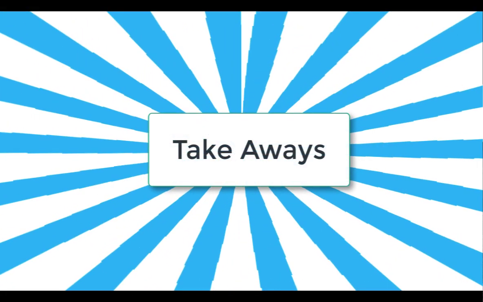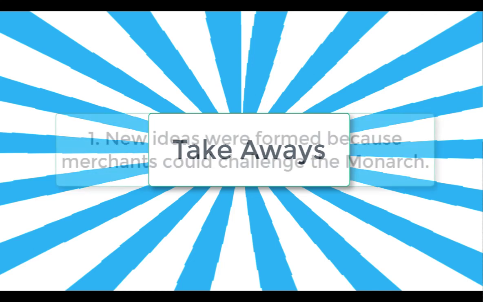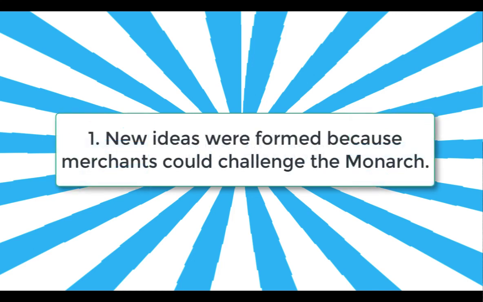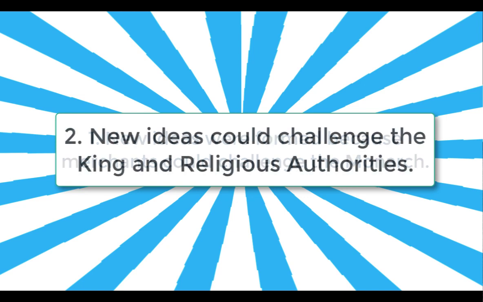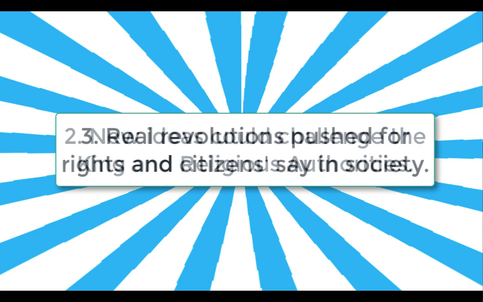So what are our takeaways from all this? The period of 1750 to 1900 was really a revolutionary period. This means it followed the following things. Number one, new ideas were formed as societies moved away from basic economic stability. This is because merchants can now challenge the power of the king. Number two, new ideas challenged the authority of the monarch and religious leaders. And number three, these new ideas led to actual real rebellions based upon the desire for individuals to have rights and to have a say in government and society.